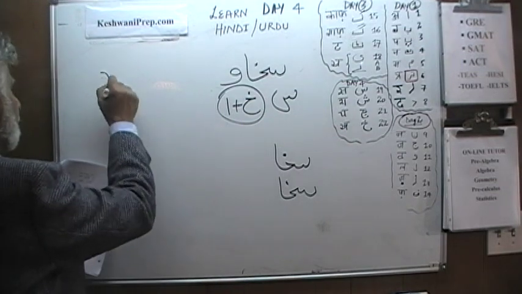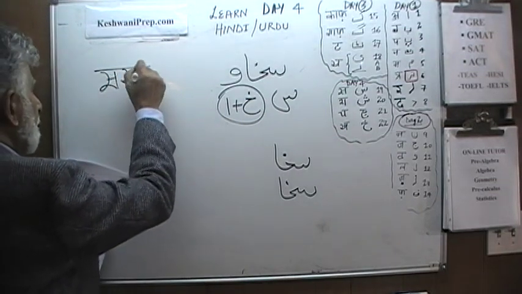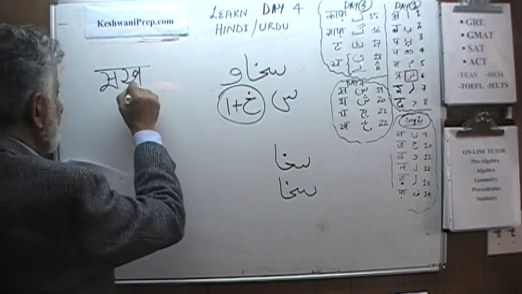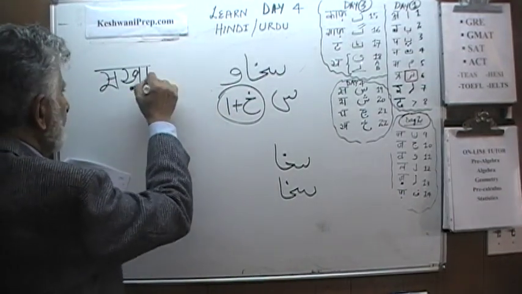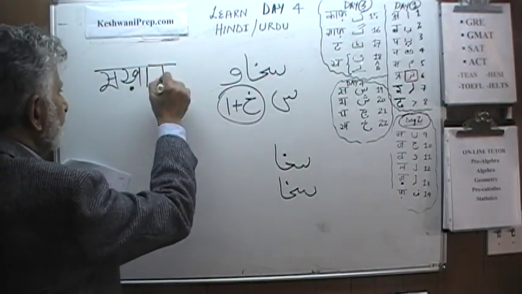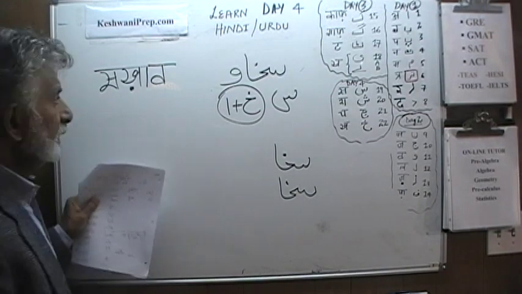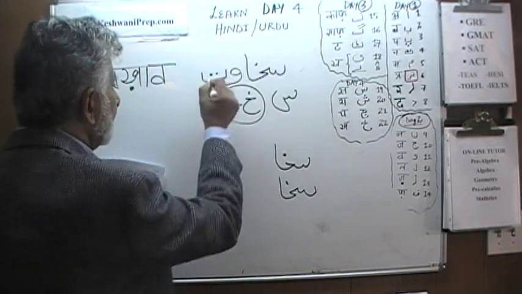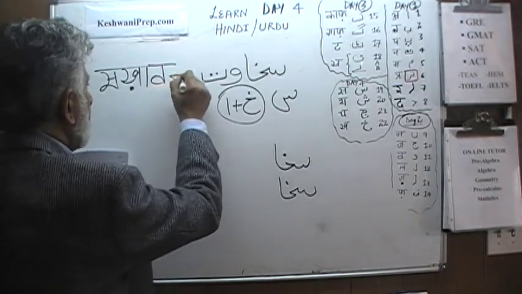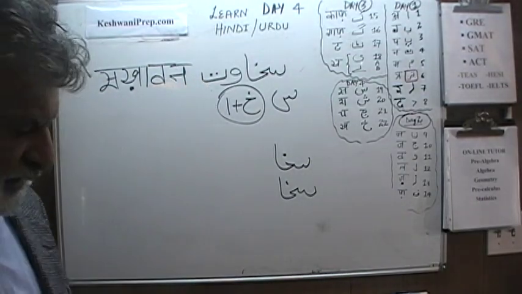So far we have so, ka, and again since we're using this ka, it has to have a dot. Sakha, and then Wa, Sakha, Wa, and then Te, Sakhawat. And you know what Sakhawat is. Sakhawat means charity.